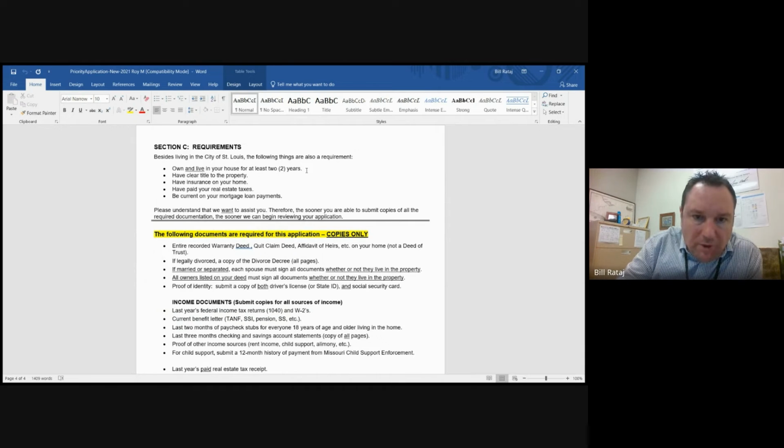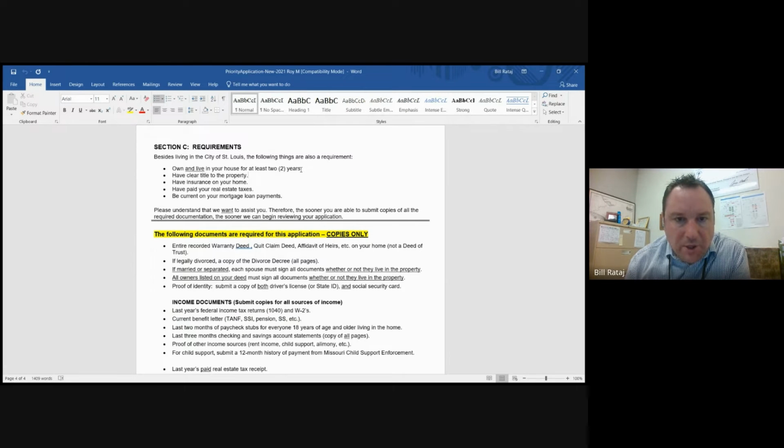Now, we are a little bit flexible on the 2-year requirement, but again, it's important that you both live and own the property. It has to be both. It can't be one or the other. You have to have a clear title to your property, which is important. And what that means is the example I used earlier, maybe it was your grandmother's house and maybe you've lived there your whole life and you grew up there, but it's still in your grandmother's name. It has to be in your name. You have to be the property owner.